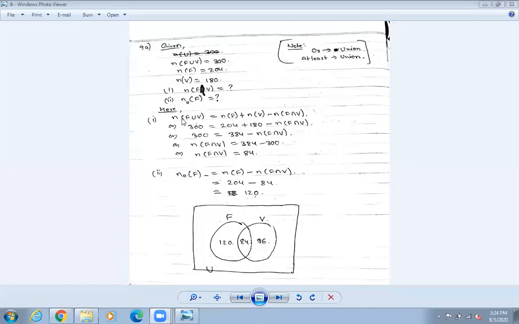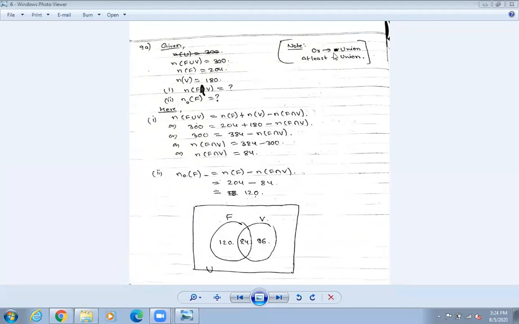So let us draw the Venn diagram. The intersection is 84, so let us write 84. F is 204, so we need to subtract 84. 204 minus 84 becomes 120. Only V we have not found yet. So what is the value of V? It is 180. Out of 180, 84 is already written. So 180 minus 84 becomes 96.